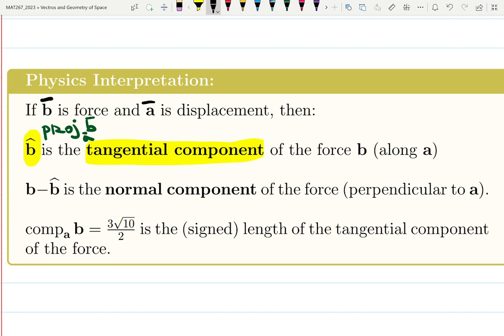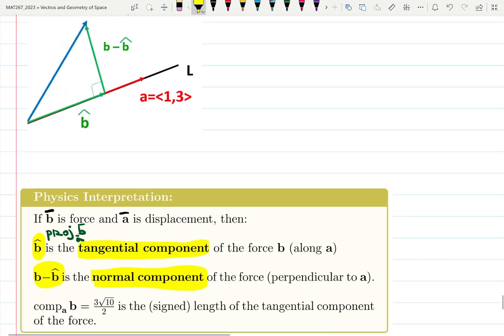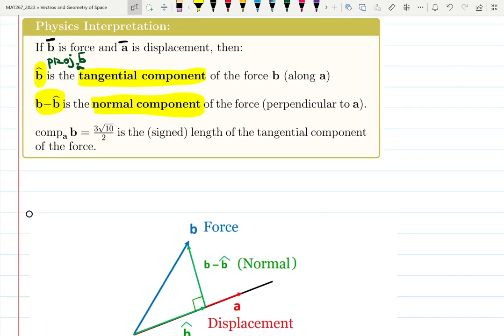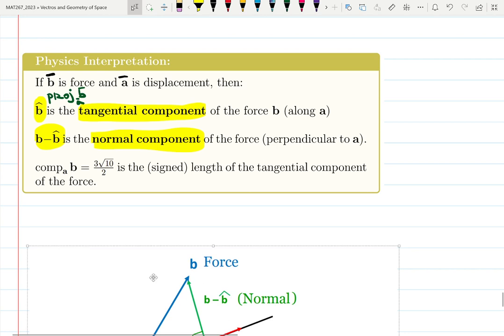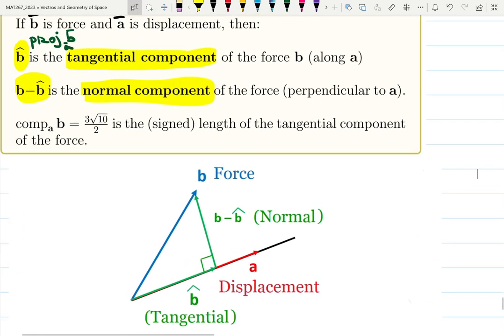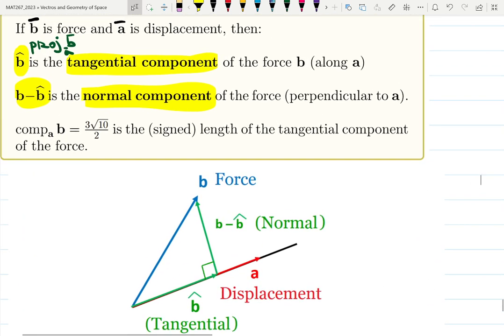B minus B hat. That's the difference between the original B and the projection of B. That is called the normal component of the force, perpendicular to A. Let's see it on the graph. Let me draw it from scratch. Oh, here it is actually. So a force B can be broken down into two different components, and maybe more than two. And that's one of the applications of the projection. We can decompose vectors. Decompose means writing it down as components.